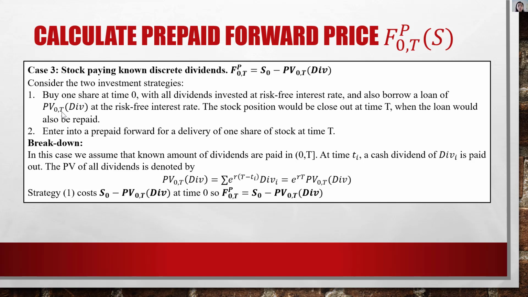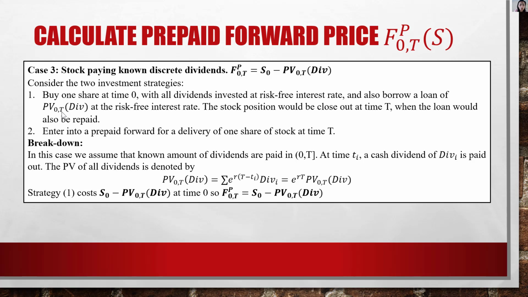The second strategy is the same as the second strategy in the last two cases. Enter into a prepaid forward for delivery of one share of stock at time T. Now let's break it down. In this case, we assume that known amounts of dividends are paid in the interval of time 0 to T. Suppose at time ti, a cash dividend of divi is paid out, and we consider many time points between 0 and capital T.